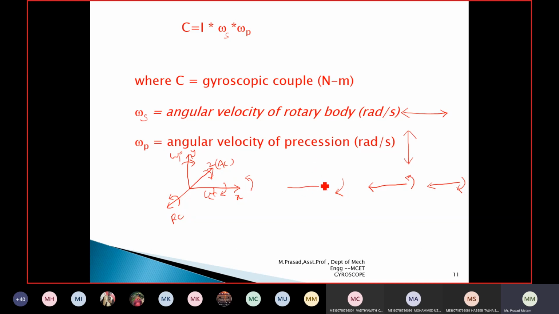Same, the disk is moving in the forward direction but taking a right turn. When it's taking a right turn, where does the pressure vector have to come? When it's taking a left turn, the pressure vector is coming along the y-axis. When it is taking a right turn, the pressure vector has to come downwards. This is the spin vector. This is the pressure vector. Always give the rotation direction.